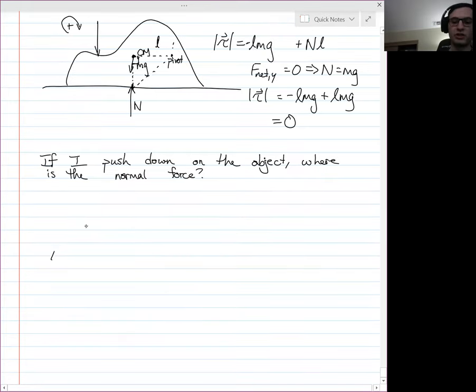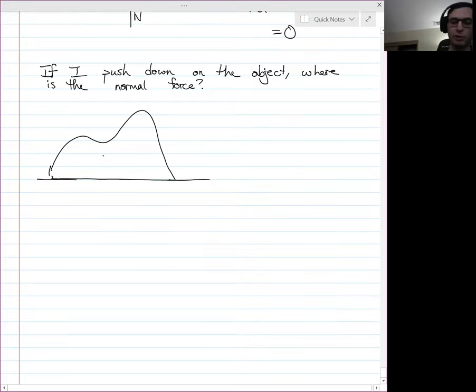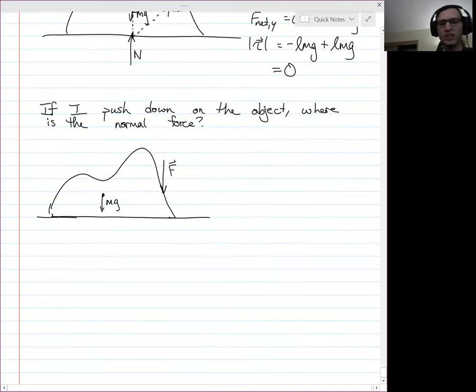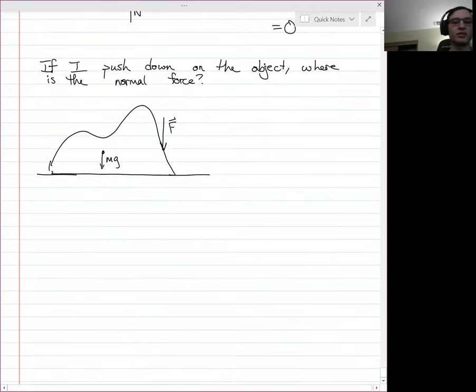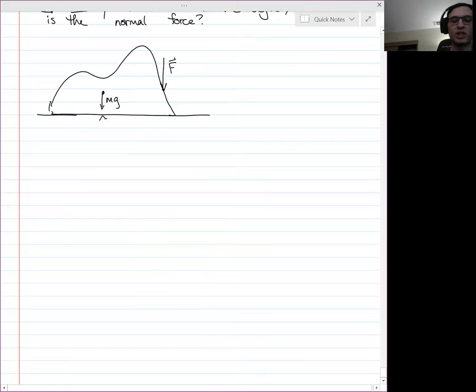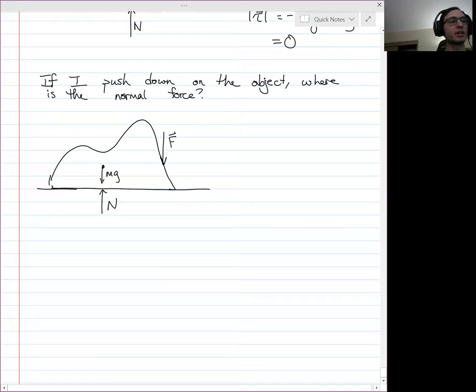So the picture here is you have your lumpy thing sitting at rest in static equilibrium. You have gravity pointing downwards from the center of mass. And then maybe I apply a force like, say, here. So if it were the case that the normal force stayed underneath the center of mass, then this force here would apply a torque.